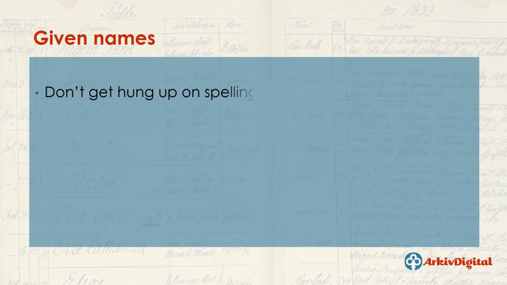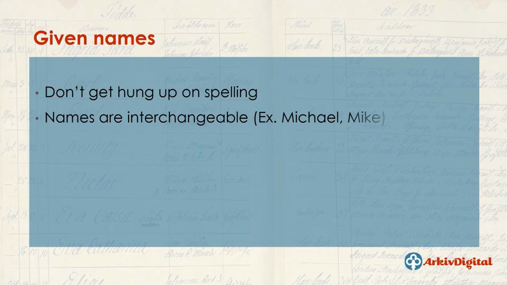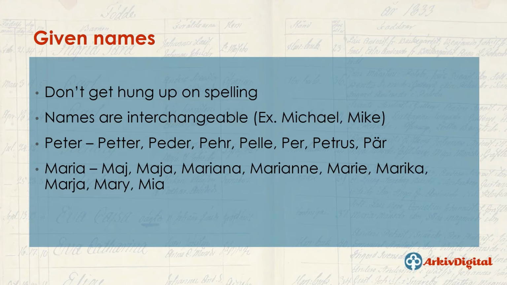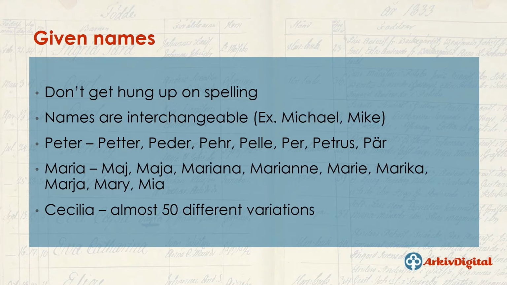Given names. You don't want to get hung up on spelling. It's just like here in the US. The names are interchangeable, such as Michael and Mike. They will write them either way on records. Sometimes you'll find one record that says Michael. Sometimes you'll find one that says Mike. So don't get hung up on that. For instance, Peter had 7 different ways of writing Peter. Maria had a little bit more. And I found some statistics that Cecilia had almost 50 different variations.